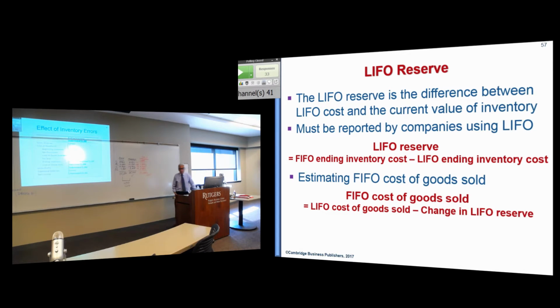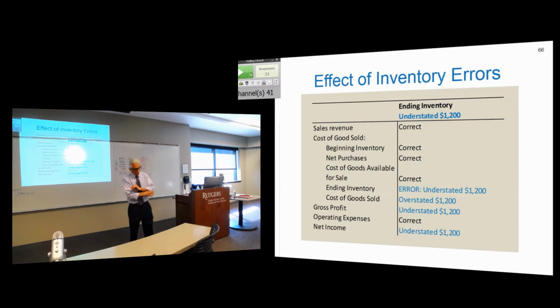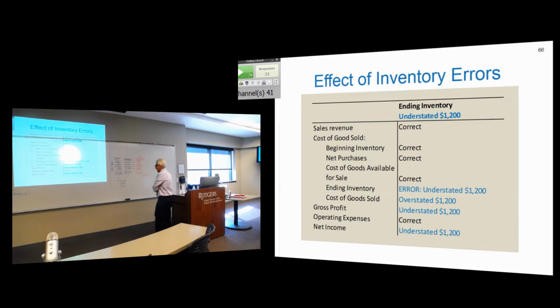Okay, here we go. Inventory errors. The book doesn't bring this up, so I took this from another set of notes I had. One of the things you have to realize is that inventory and profit are correlated. Ending inventory and profit will be correlated.